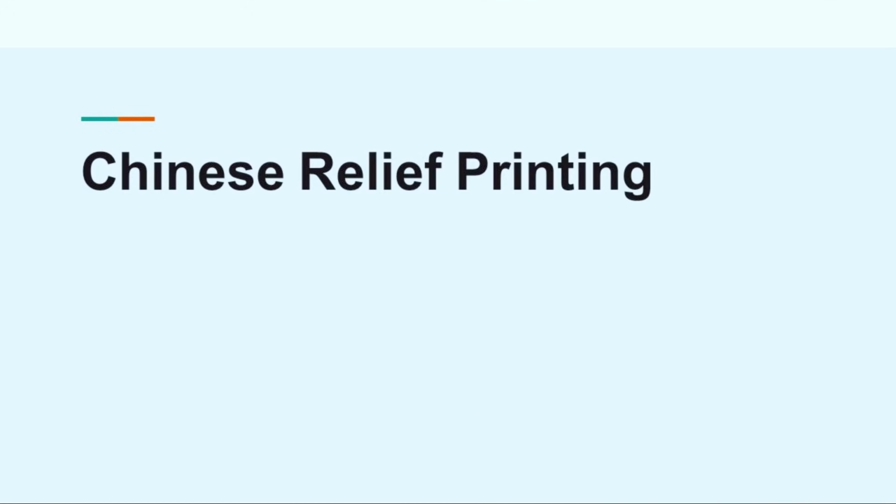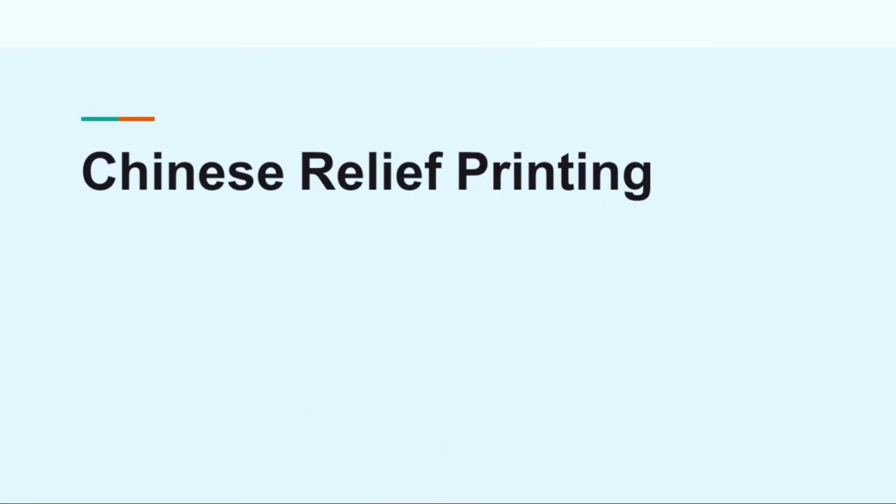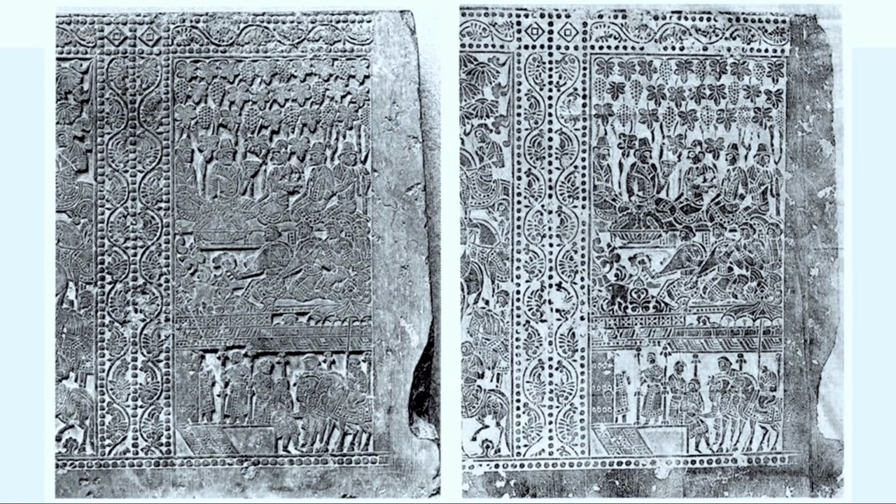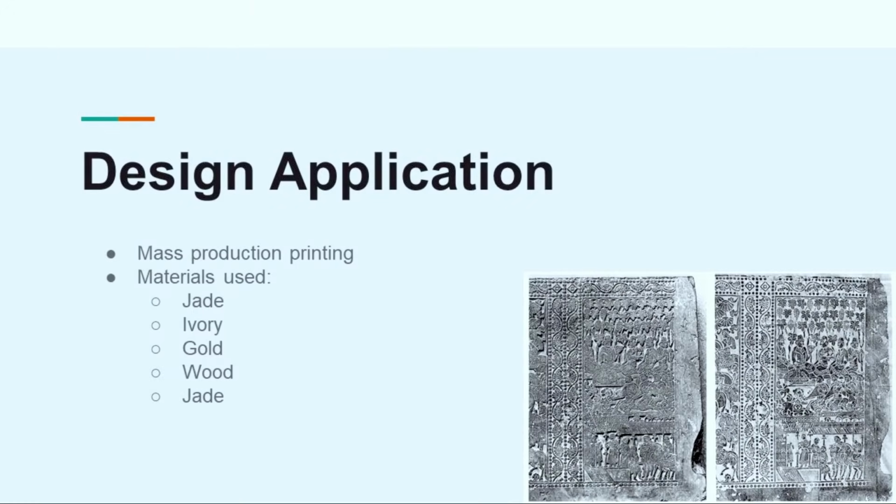All right, the next thing we're going to jump into is Chinese relief painting. And this is where we start to see the ability to generate reproductions on a mass scale. So we'll jump into this piece here, and you can check this out. So you see these are etchings into different substances and materials. They use jade, ivory, gold, wood. Oh, they actually use jade twice. Sorry about that typo there.